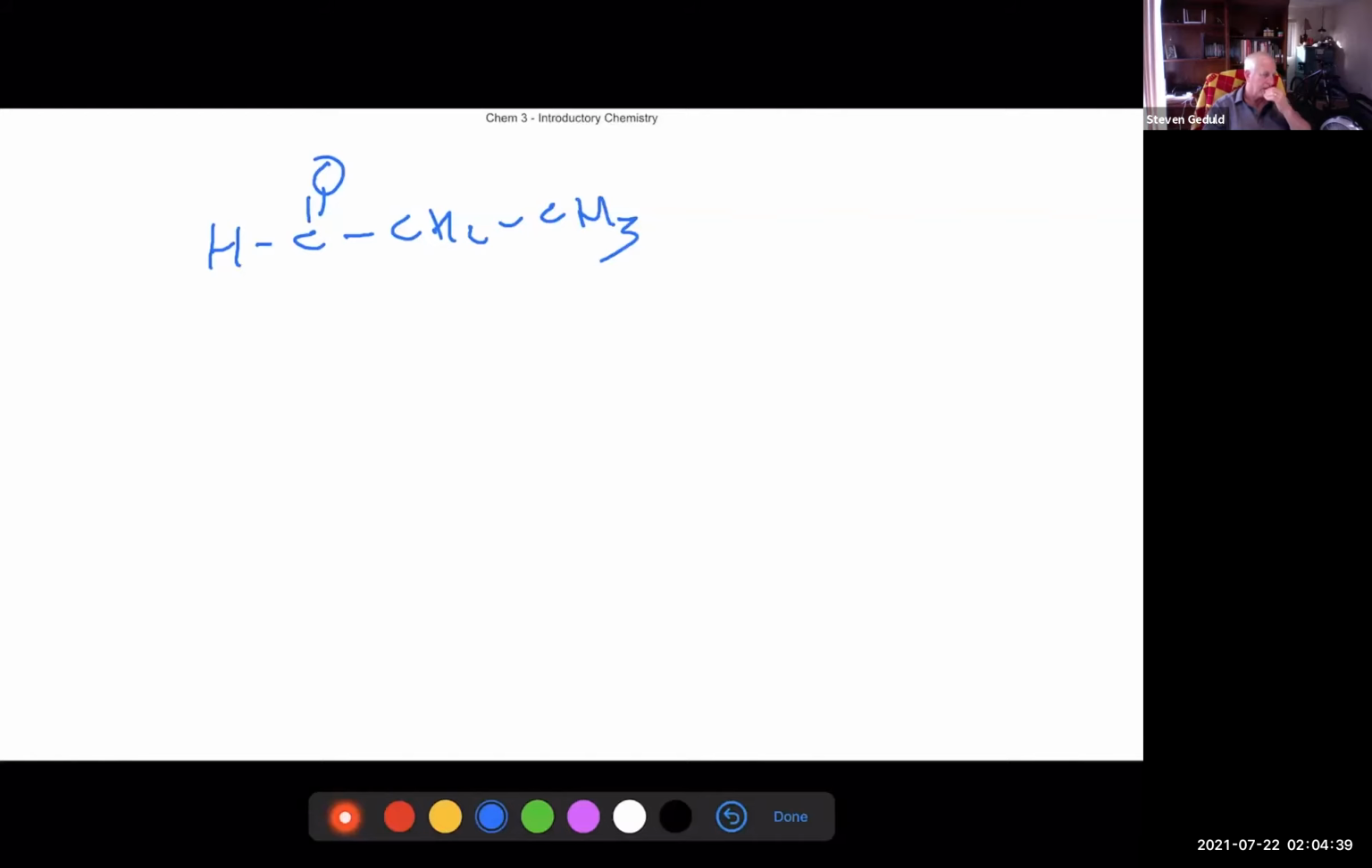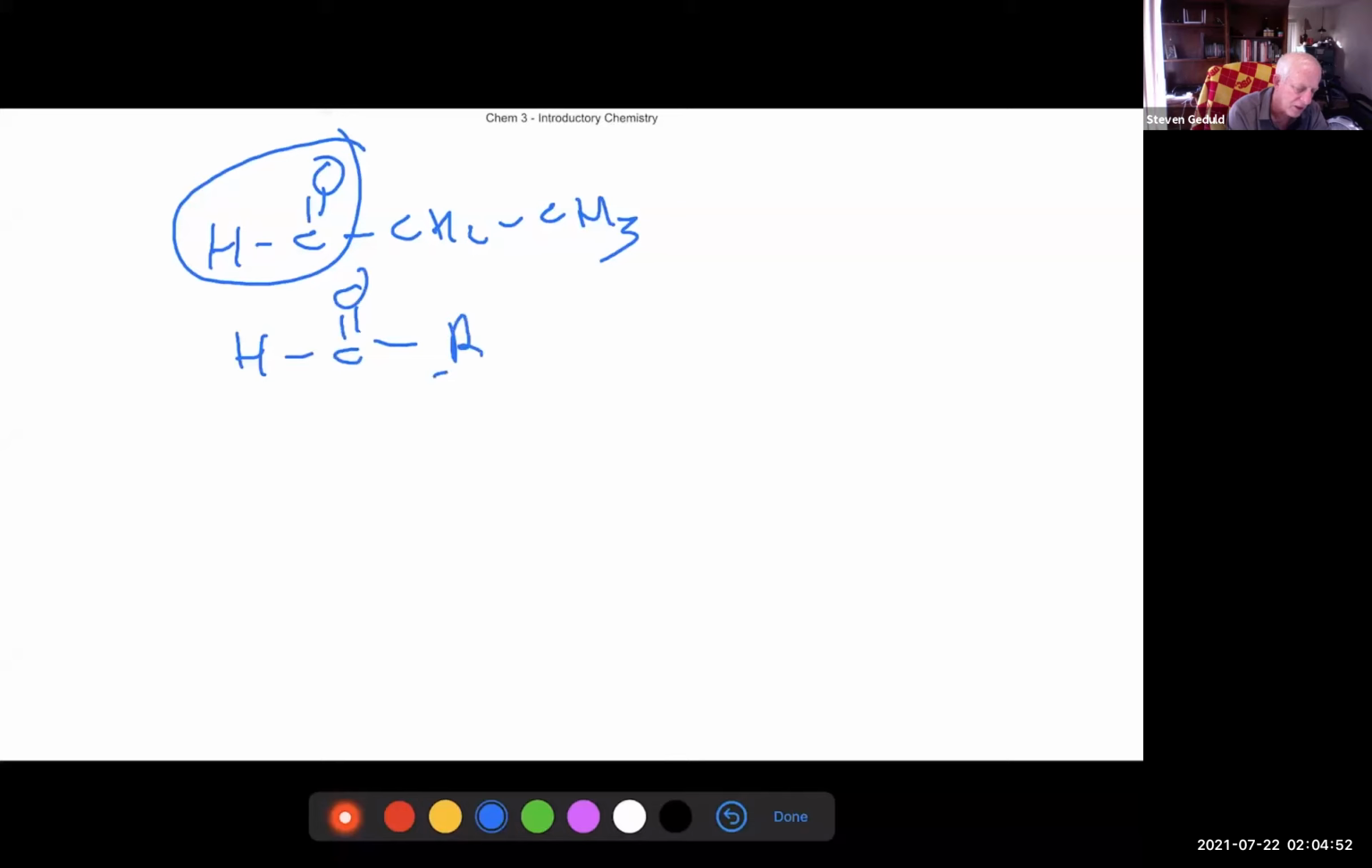The top left has a hydrogen and a double bond oxygen here. That's an aldehyde group. So this is H, carbon bonded oxygen, bonded to R. R is just a hydrocarbon group. This is an aldehyde. The one below it, you have exactly right. That one's an alcohol. Has an R group attached to an OH.